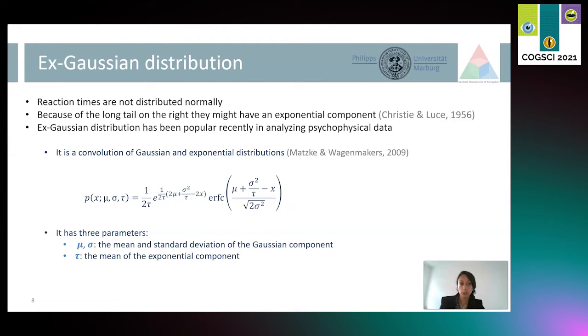Why exponential Gaussian? Because reaction times are not distributed normally. Because of the long tail on the right, they might have an exponential component. Ex-Gaussian is a convolution of Gaussian and exponential distributions, and it has three parameters, mu, sigma, and tau. Ex-Gaussian has been popular recently in analyzing psychophysical data.